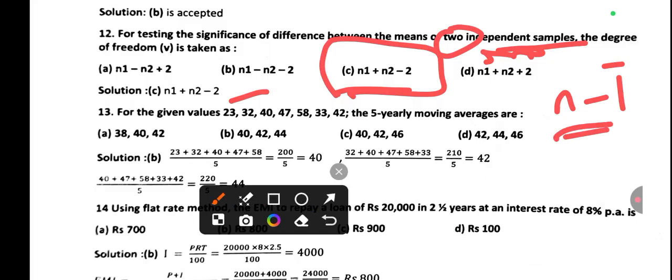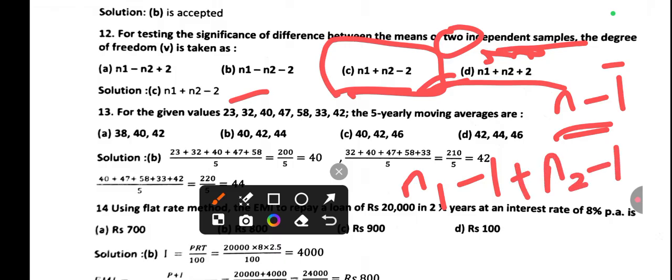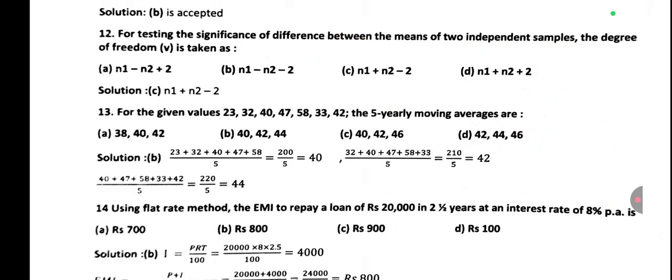So how does n minus 1 become n1 plus n2 minus 2? For one term it is n1 minus 1, for another term it is n2 minus 1. n1 and n2 you add, n1 plus n2. Minus 1 you add, minus 2. So you understood? So check whether it is 2 or 1 samples and write the degree of freedom.